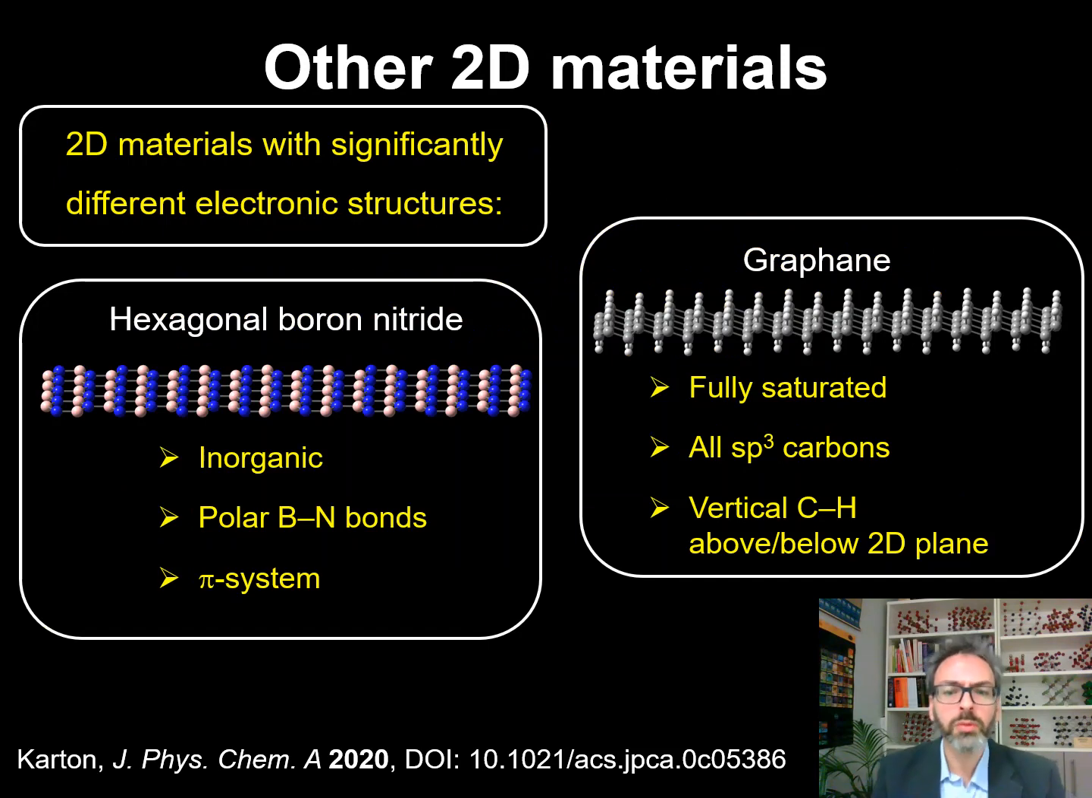For answering this question, we would like to consider 2D materials with significantly different electronic structures and chemical compositions than graphene. Here we will consider hexagonal boron-nitride and graphane. Hexagonal boron-nitride is an inorganic two-dimensional material. It still has a pi system, but in contrast to graphene, which involves homonuclear CC bonds, hexagonal boron-nitride involves polar boron-nitrogen bonds. Graphane is a fully saturated version of graphene. It involves only sp3 hybridized carbons, and it has vertical CH bonds above and below the molecular plane.